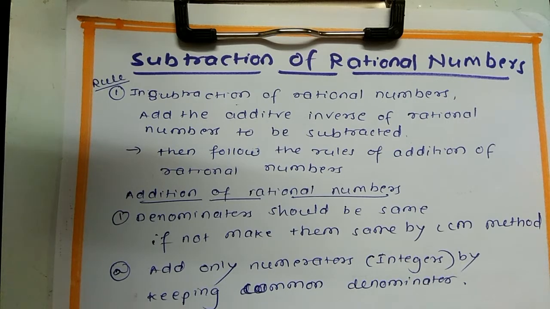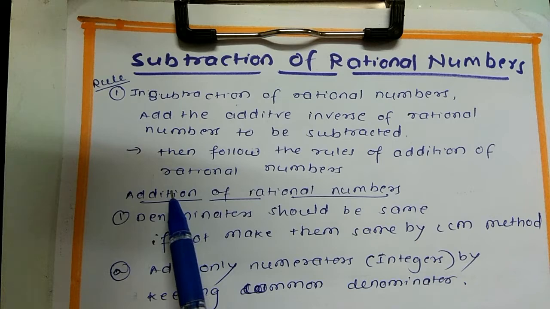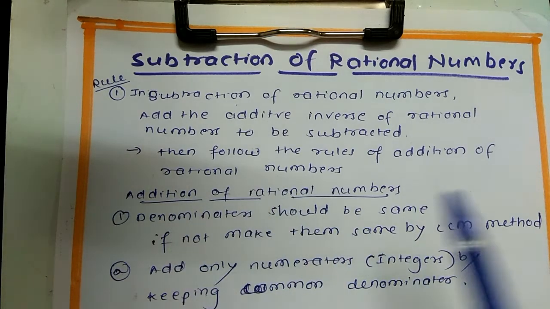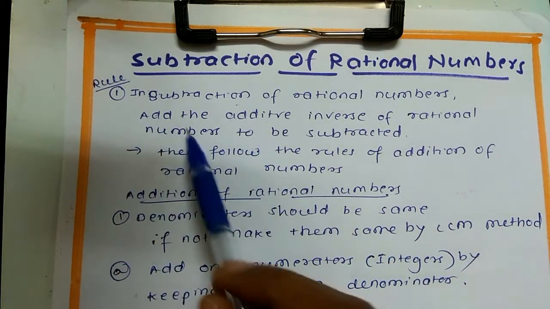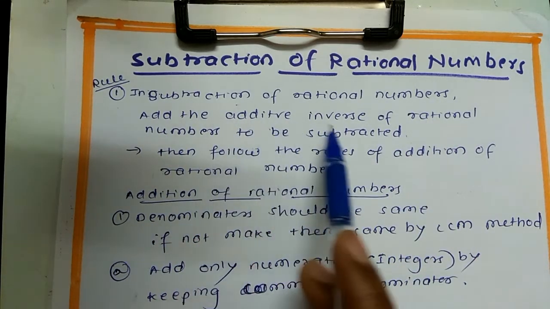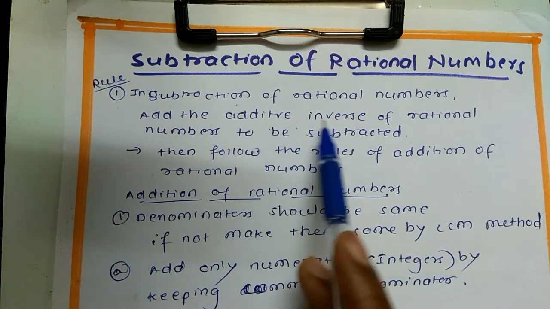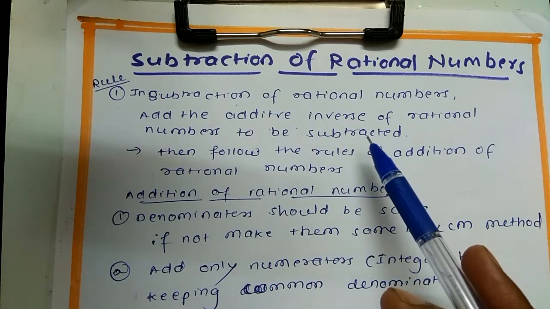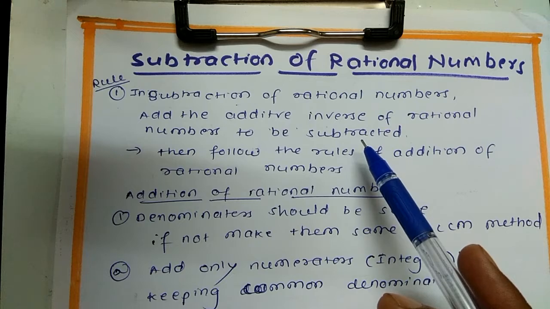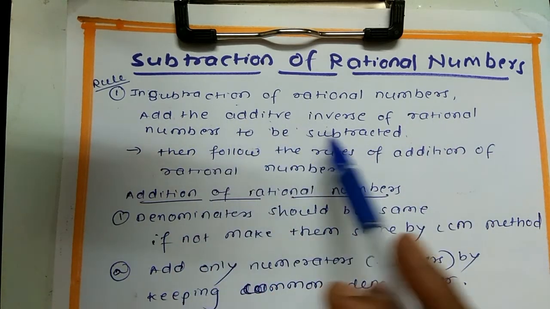We have already learned the addition of rational numbers, so there is a little change in this. Since you already learned integers, it will become very easy to subtract rational numbers. The rule is: in subtraction of rational numbers, add the additive inverse. What you actually have to do is reverse it, like we add the additive inverse in the case of integers. So add the additive inverse of the rational number to be subtracted.